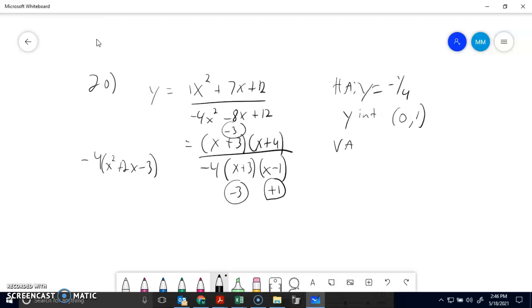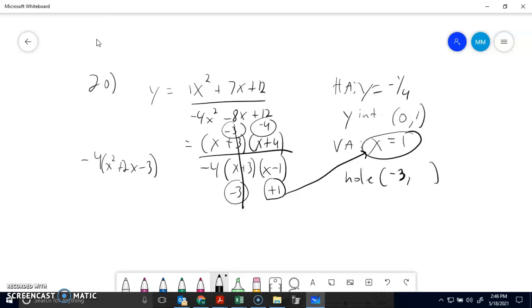Up here I get negative 3 and negative 4. So there is a shared one here. So the one that's not shared, which is 1, x equals 1, is the vertical asymptote. The one that is shared is the hole, and that's at negative 3 comma something. The remaining numerator gives me my x-intercept, and that's at negative 4 comma 0.